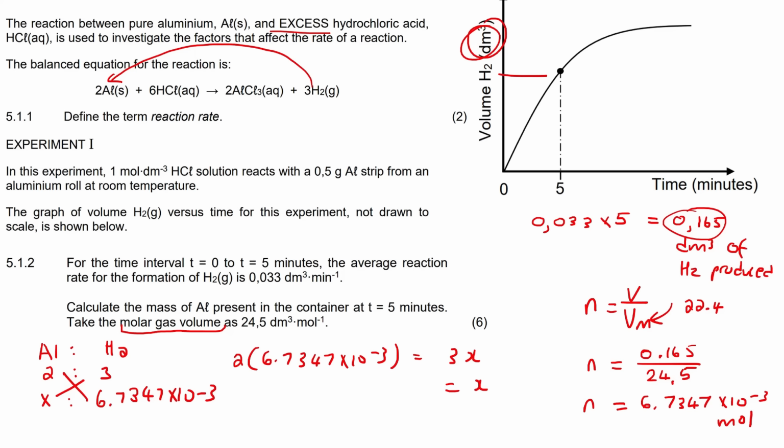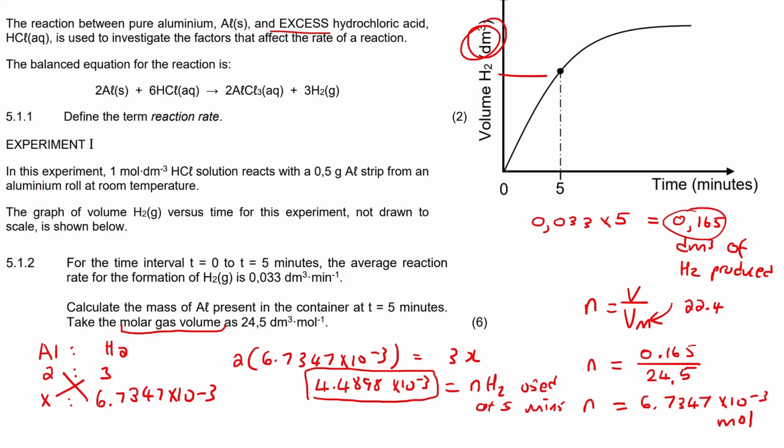And we should end up getting 4.4898 times 10 to the minus 3. Okay, so the moles of hydrogen used at 5 minutes. Now we know the moles of aluminium that we have used up until the 5 minute mark. Okay, so what we could then do is we could convert that into a mass.